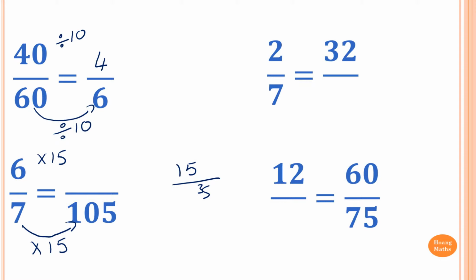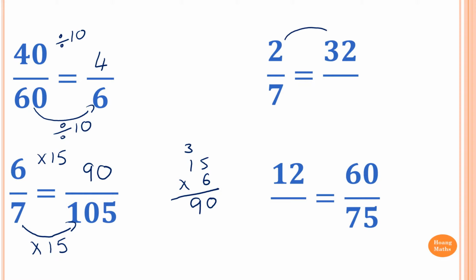So therefore, the top needs to times by 15 as well. So 6 times 15, so you can just go 15 times 6. 6 times 5 is 30. Put 3 on top. 6 times 1 is 6. Add 3 is 9. So it's equal to 90 over 105.